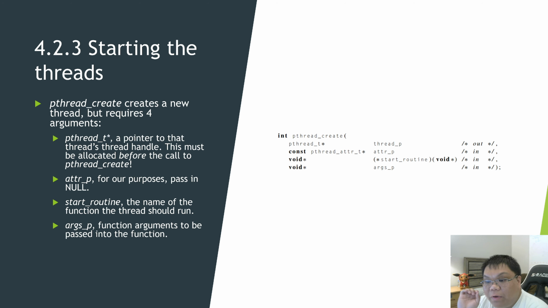Start routine: we are passing in a function that our thread is going to run. So we're passing in an entire function for our thread to run, but we're also going to be passing in arguments. So the third and fourth arguments for pthread_create: the third one is the function to be run. The fourth one is the function arguments to be passed into the function. They are both passed in as data type void star.